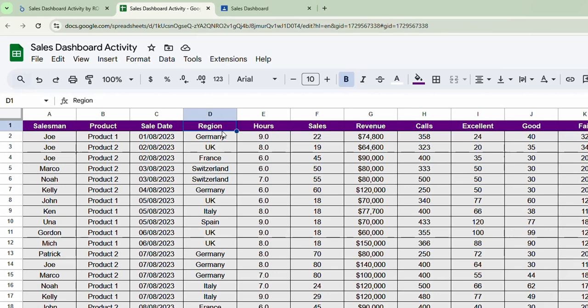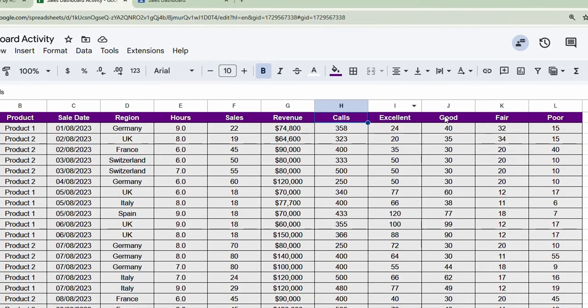country or location where the sale happened, hours, the number of hours spent on sales related activities, and then we have the sales, the number of items sold, and then revenue, which is the total income generated from the sale, and then calls, the number of client or prospect calls being made, and then we have excellent, good, fair, poor, which are the client feedback ratings for each transaction.